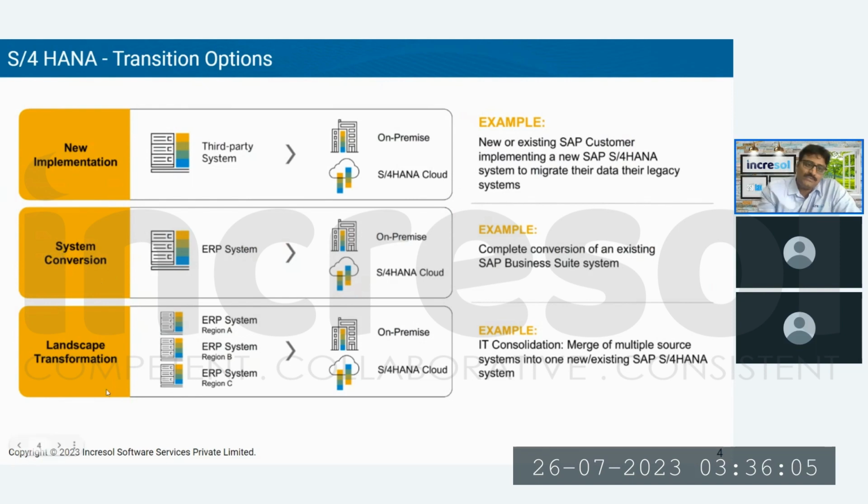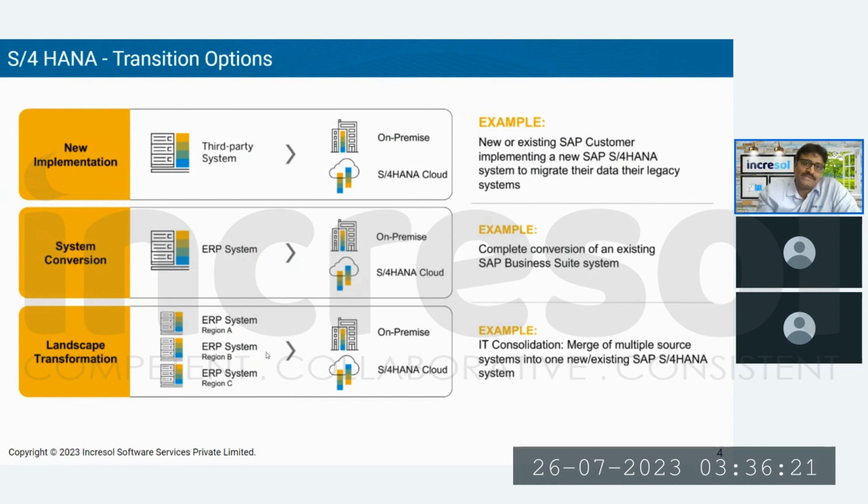The third one is the landscape transformation. This is the third option. Generally, it typically comes with a lot of effort involved in this process. It is typically applicable for customers who have multiple SAP ERP systems, for example, region-specific ERP systems.